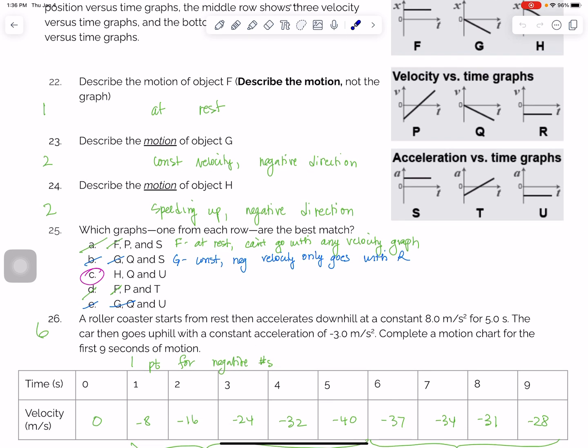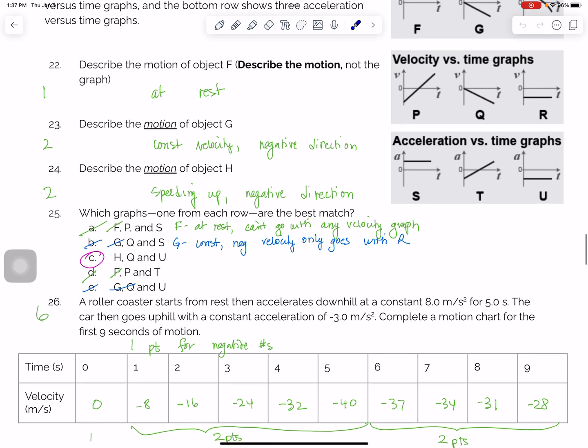So which are the best match? So F is at rest. It can't go with any velocity graph, so that gets rid of A and D. And then G is a constant negative velocity, which only goes with graph R, constant negative velocity. So that gets rid of B and E, and so that means C is the correct answer.